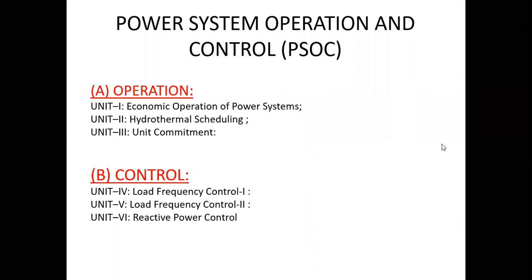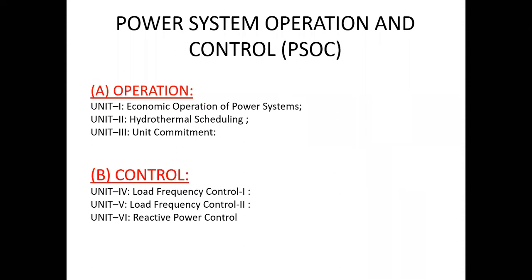So today we are going to start the actual contents of this subject, that is power system operation and control. Mainly we can divide this subject into two parts. The first one is operation and the second one is control. In this subject we have 6 units, and we can divide those 6 units into two groups. The first 3 units come under operation and the remaining 3 units come under control.